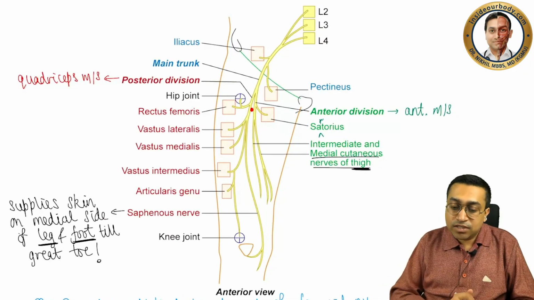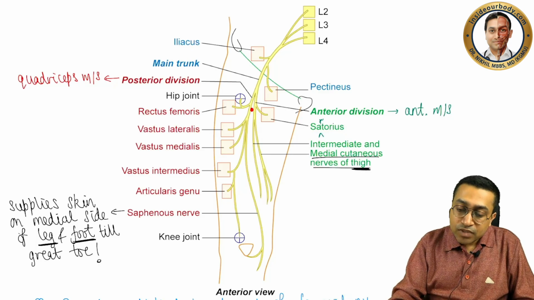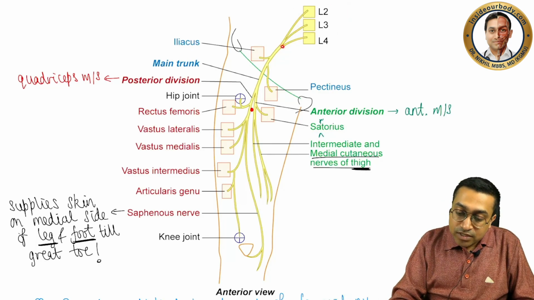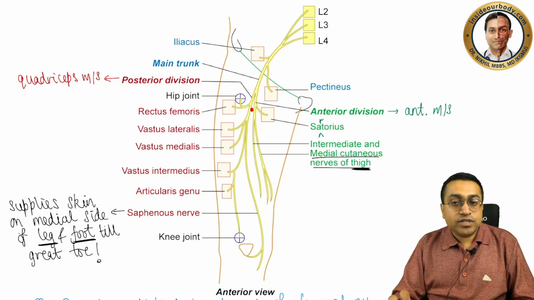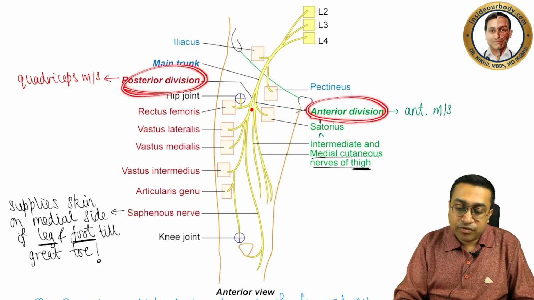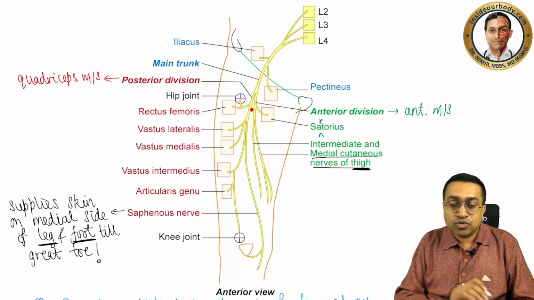So let us see this image. Very crystal clear understanding of the femoral nerve. The root value we know: L2, L3, L4. You can see the main trunk of the femoral nerve entering the front of the thigh, and you can see the color coding has been followed for anterior division and posterior division. Red color muscles are shown, and then green color nomenclature is shown for the anterior division.